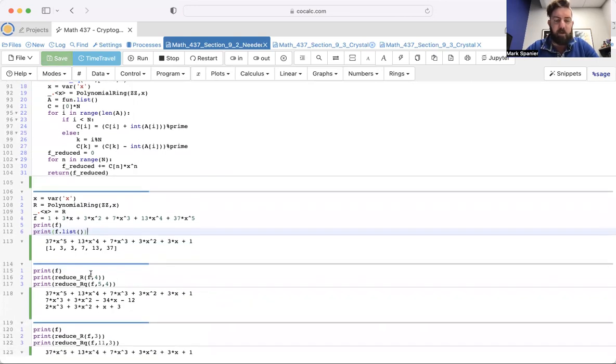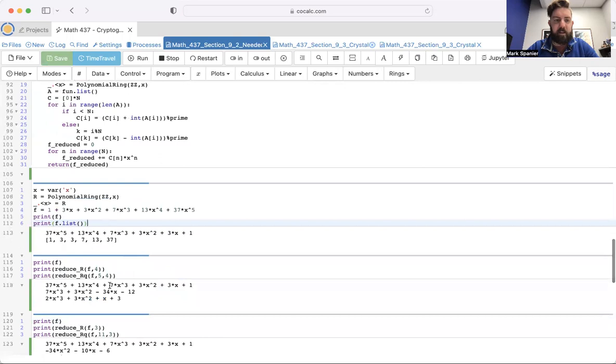Down below we then have those little processes that I just finished in the last video. So I'm going to print out f. I'm going to reduce those exponents in this new fancy reduction landscape. I'm going to reduce them first by a 4. So if I see any x to the fourths, those are going to become -1s. So this x to the fifth would then become a -x. And then the next run, we're going to do it where my n is a 3.